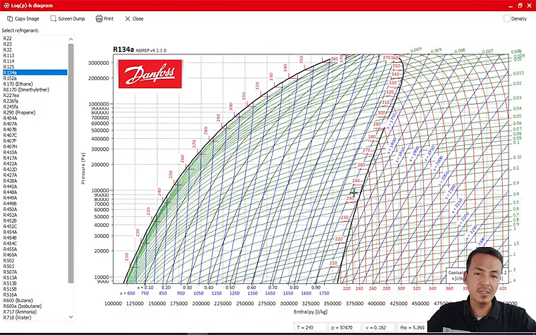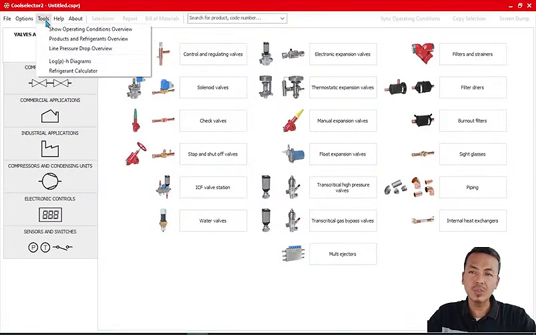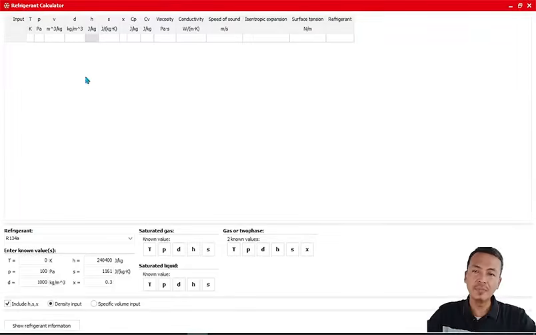I just show you how to get the enthalpy, so I don't prefer this tool. Let's move to the second tool. This is the refrigerant calculator.